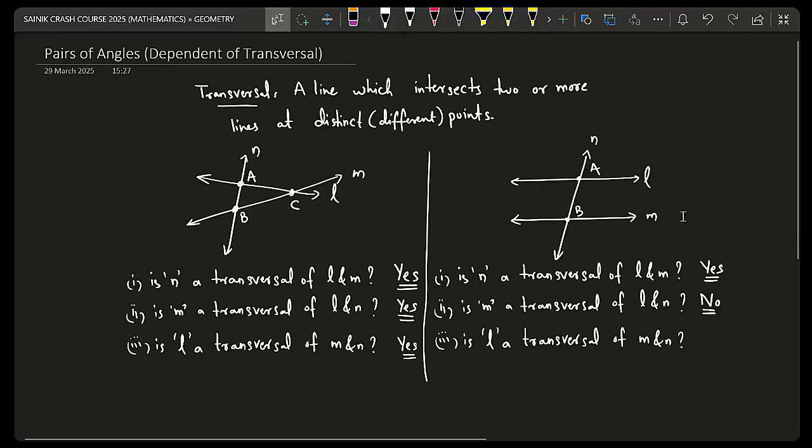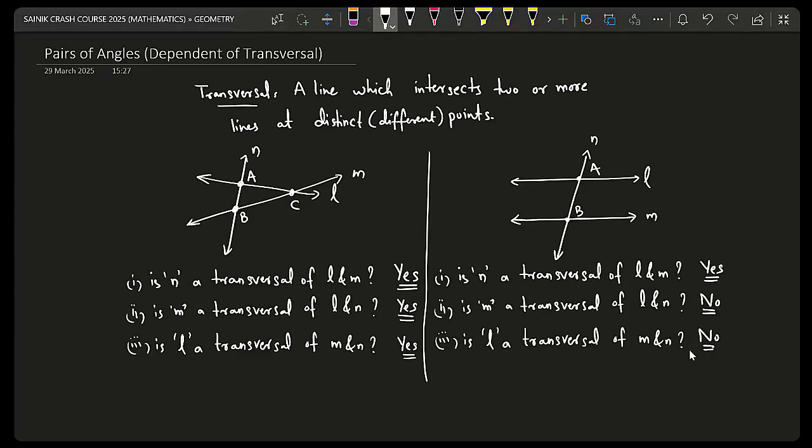Sanvi, are you there? Yes, sir. What do you think about the third question? So the answer is no, sir. Why no? Sir, L is not intersecting N and M. Sir, only M. It's not intersecting M, because they are parallel. Without intersection, transversal is not possible.